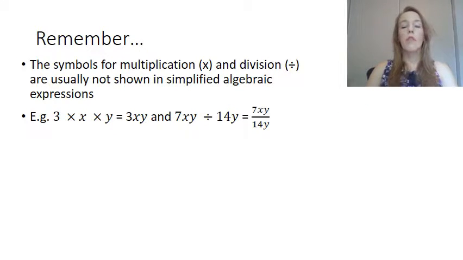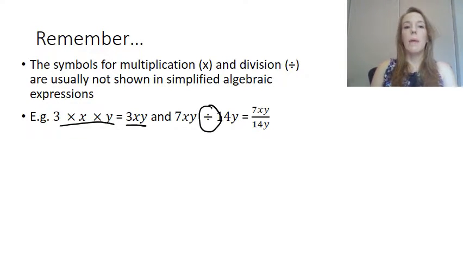So just a little bit of a reminder. Remember, the symbols for multiplication and division are usually not shown in algebraic expressions. So instead of writing 3 times x times y, we normally just skip the signs for multiplication and record it like this. And instead of writing out 7xy divided by 14y using the symbol, we just write it in this form to make things a bit easier.